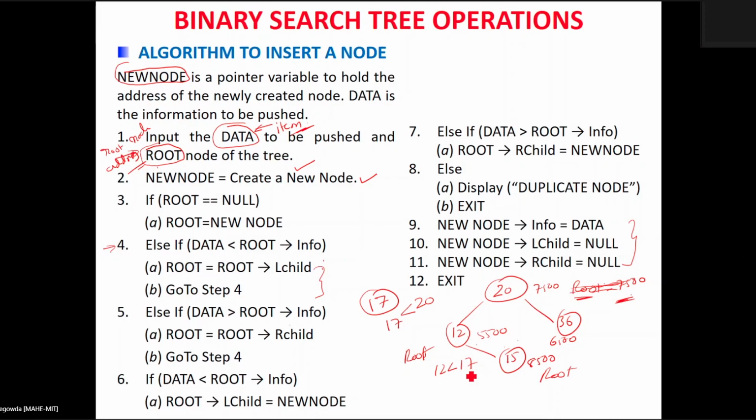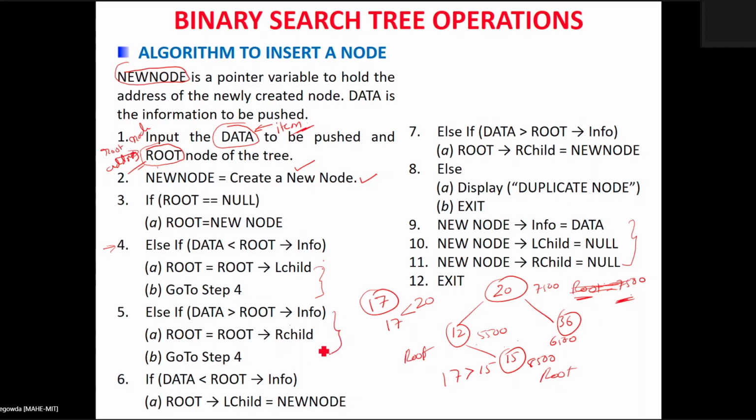Now we are going to compare the value 17 with 15 here. The data is 17, and root points to info is 15 here. 17 is greater than 15. This will not be executed. You are coming to this one: data is greater than the root info, then root is equal to root points to R child. Every time we are going to check whether we are coming to the end of the subtree or not, and based on that we are going to insert the node.